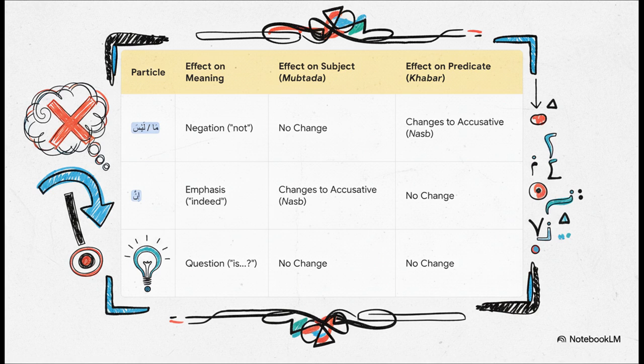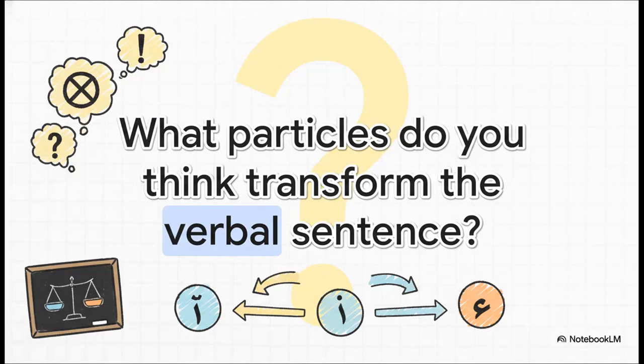The negation particles only go after the predicate. The emphasis particle only goes after the subject. And the question particles, they leave everything alone. Each one has a very specific job, and it leaves its own unique grammatical footprint. So, we've seen how these awamil are the masters of the noun sentence, which, of course, leaves us with one big final question. If these are the rules for sentences built around nouns, what kind of powerful particles are out there, just waiting to transform sentences that are built around verbs? Well, that's a puzzle for another time.